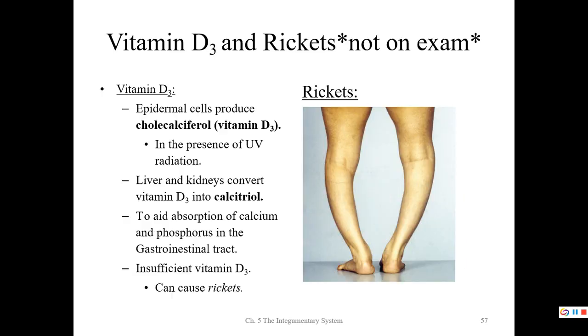Vitiligo. Rickets: the epidermal cells produce cholecalciferol in the presence of UV radiation, which is converted to calcitriol, which causes you to absorb calcium to make your bones stronger. Without enough vitamin D, the bones become weaker, and this causes bow legs, for example, in somebody with rickets.